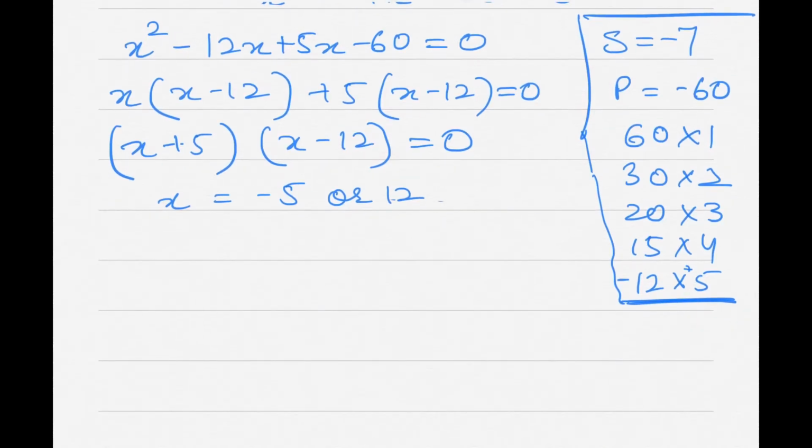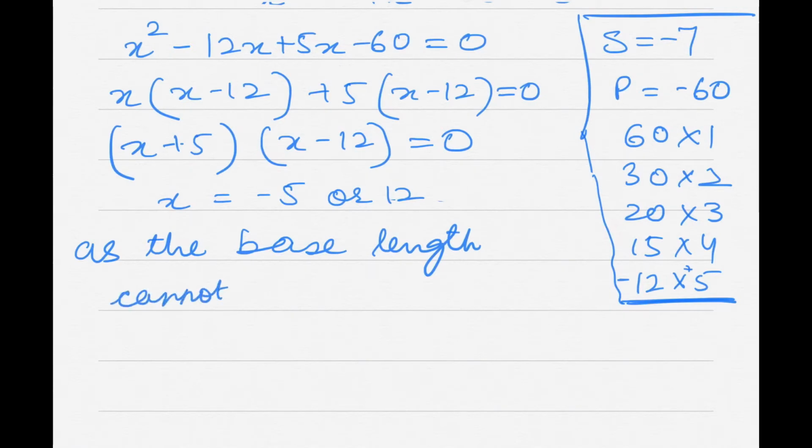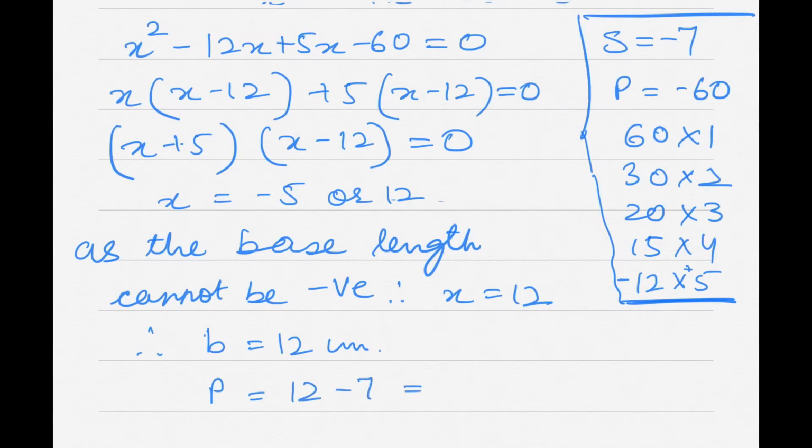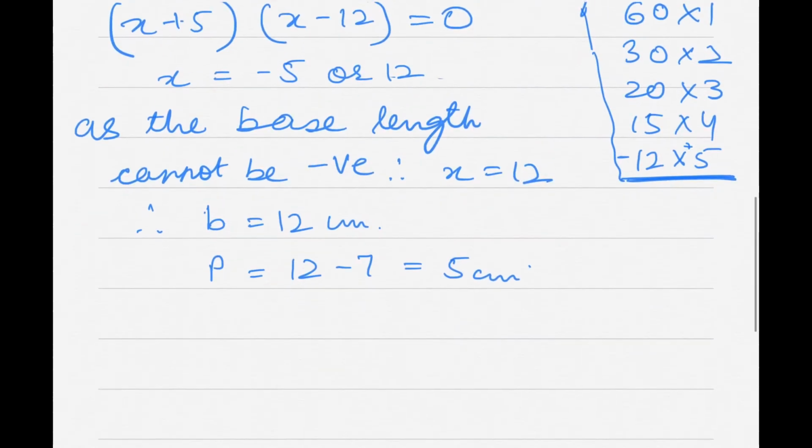So now as the length of the base cannot be negative, therefore my x is equal to 12, right? So I have found out my x, so that was the length of the base, so therefore my base is equal to 12 centimeter, and my altitude or the perpendicular was 7 less than that, so 12 minus 7, so that gives me 5 centimeter, right?